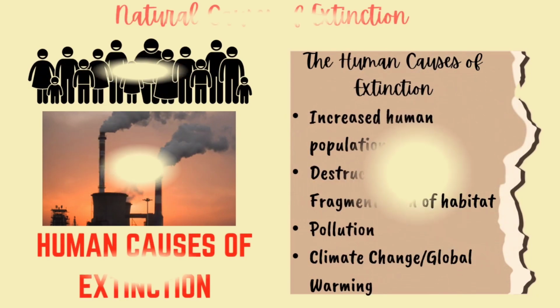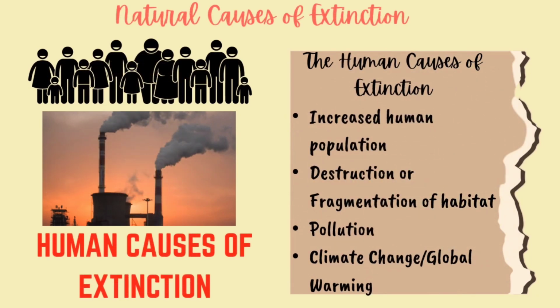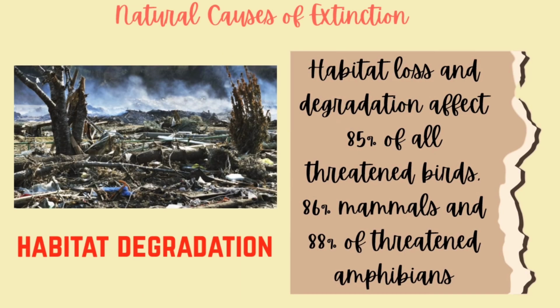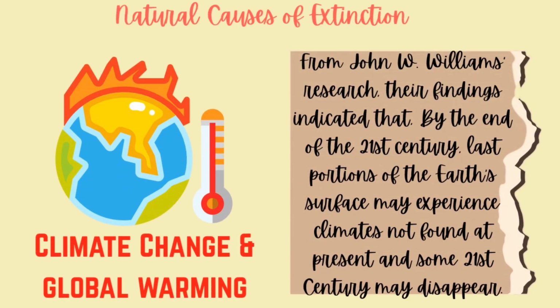Human causes of extinction. These are the human causes of extinction: increased human population, destruction and fragmentation of habitat, pollution such as air pollution and water pollution, climate change or global warming. Habitat degradation. Habitat loss and degradation affect 85% of all threatened birds, 86% of mammals, and 88% of threatened amphibians. Climate change and global warming. According to John W. Williams' research, their findings indicated that by the end of the 21st century, large portions of the Earth's surface may experience climates not found at present, and some present climates may disappear.